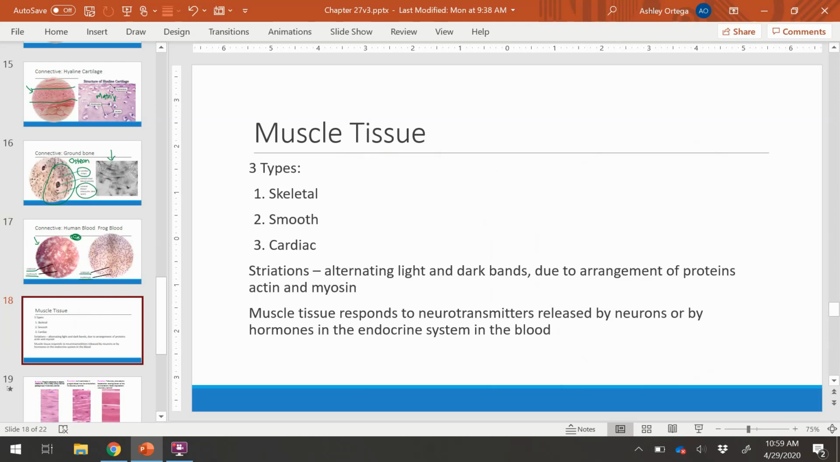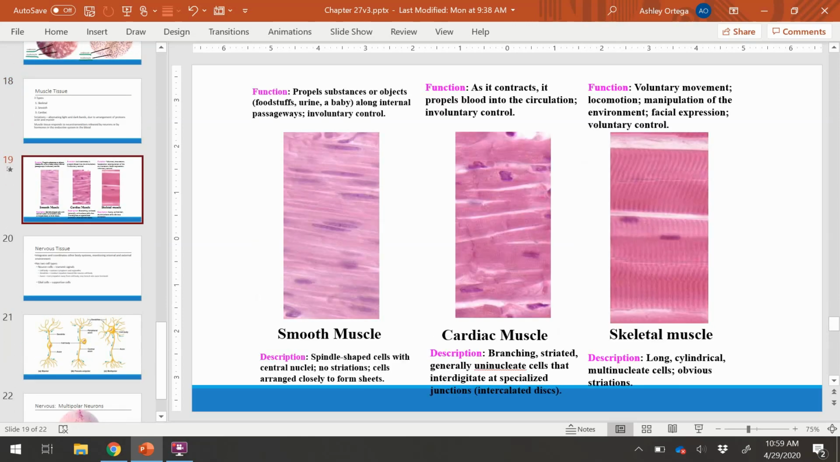Muscle tissue responds to the nervous system, or neurotransmitters released by neurons. They can also respond to the endocrine system, with the hormones circulating in the blood. So they are responding to both types of signals. On this image here, we can see the type, the function, and the description. In lecture, we'll focus on the function more or less, and in the lab, we focus on being able to identify, and the description helps with that.